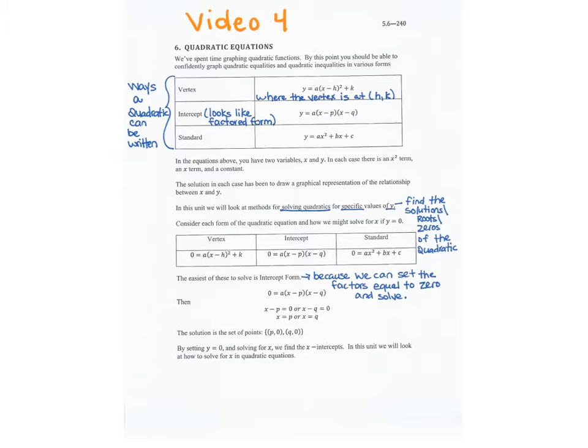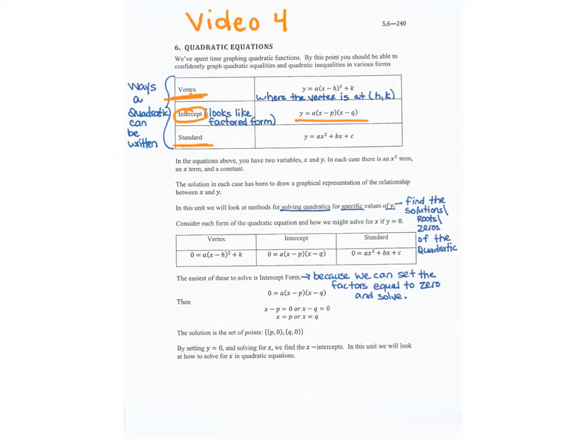This first page of our quadratic equations section is a little bit of a review for you as far as vertex form here and standard form. This intercept form right here is something we've not really talked about, but if you look here, it says y equals a times the quantity of x minus p times the quantity of x minus q.